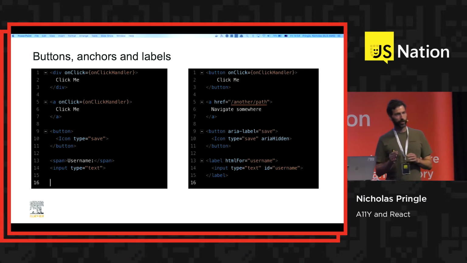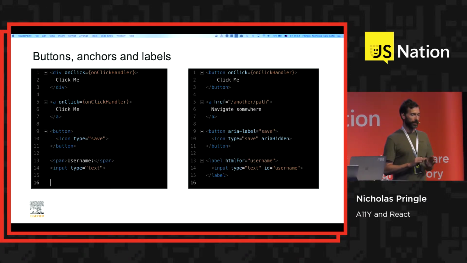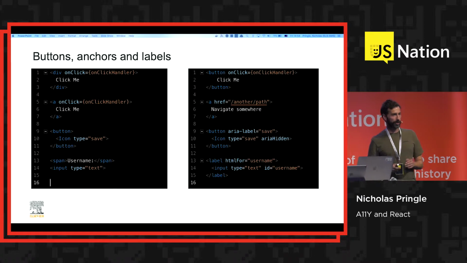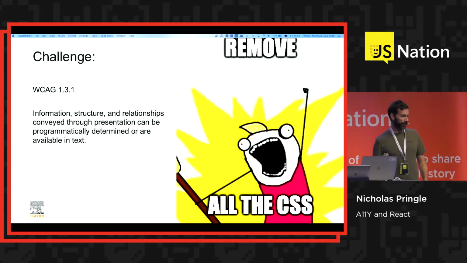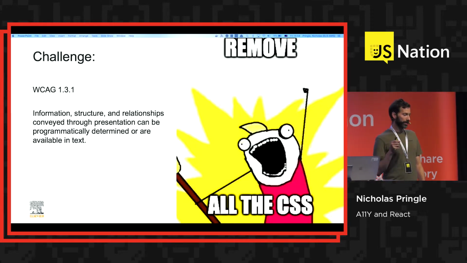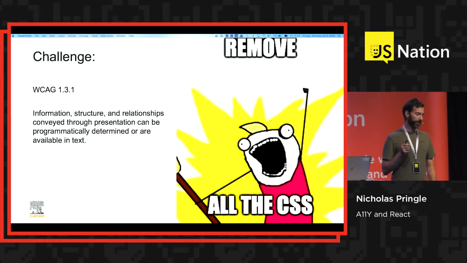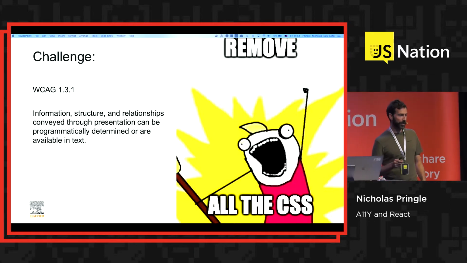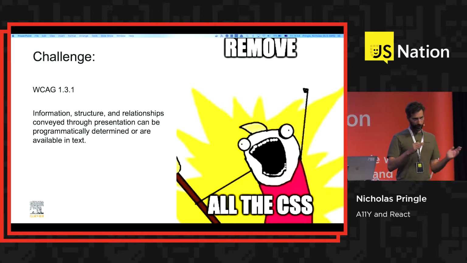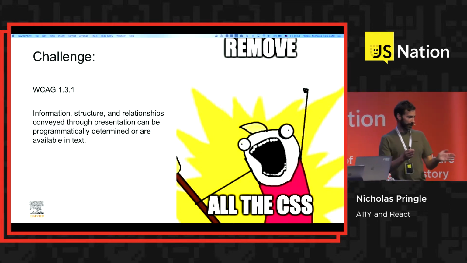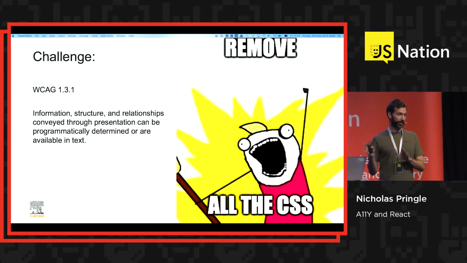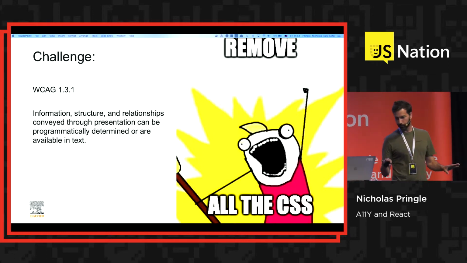Likewise, if you have an input and there's no label for the input, it's not clear what the input is actually for. So here's a very specific example from the WCAG. Information, structure, and relationships conveyed through presentation can be programmatically determined or are available in text. So this is something that you get in your guidelines, and you actually have to check if your website does this. The easiest way to check this one is just to remove all the CSS.